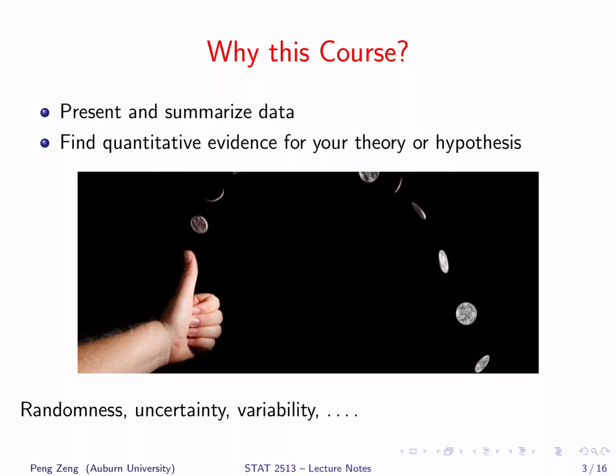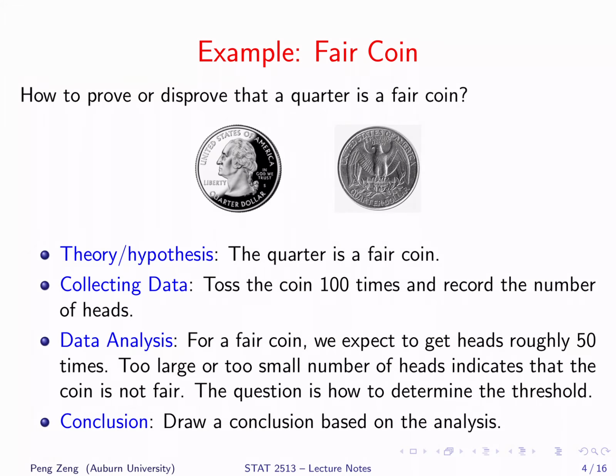Let's consider one problem. If I give you a coin, how can you prove or disprove that this coin is a fair coin? By a fair coin, I mean we can get a head with 50% chance. We start with a theory or hypothesis. The coin is a fair coin, because this is the most common situation. An unfair coin is rare. Then we need to collect data. We may toss the coin 100 times and record the number of heads we get.